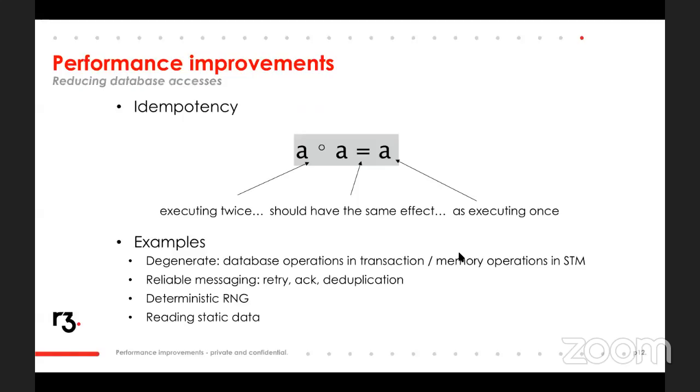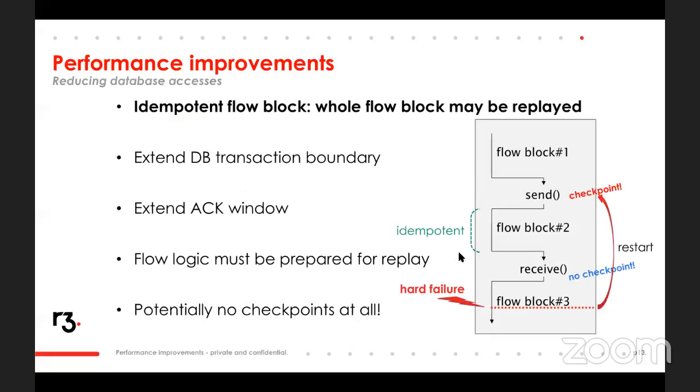But basically, these are just examples of things that if the flow does, it allows us to basically skip checkpoints completely. If a flow block happens to be idempotent, that means that we don't need to checkpoint it when it does some kind of suspending call, because we have the guarantee that we can replay the whole block when the hard failure happens.